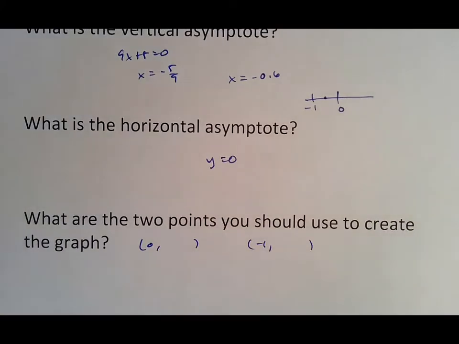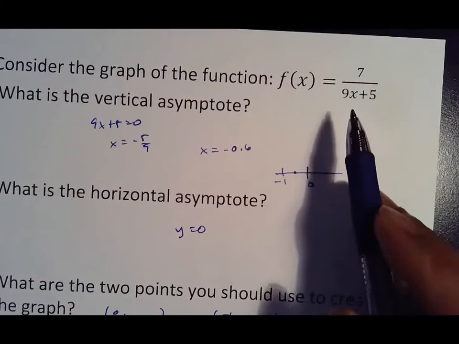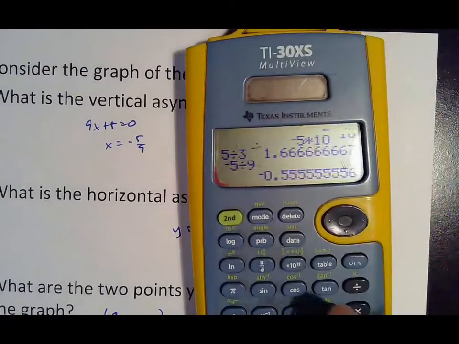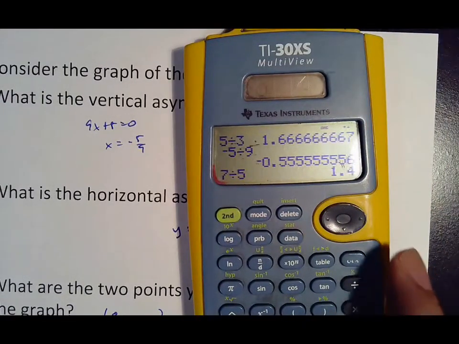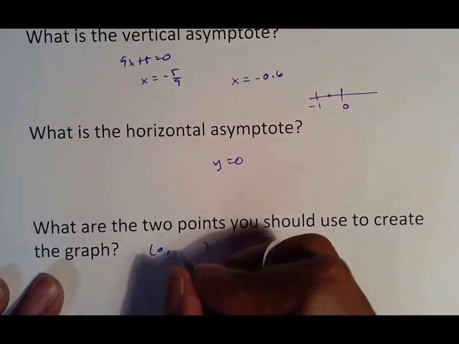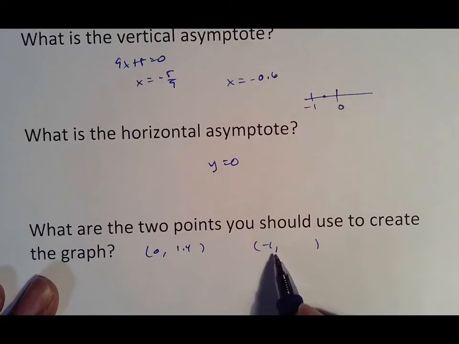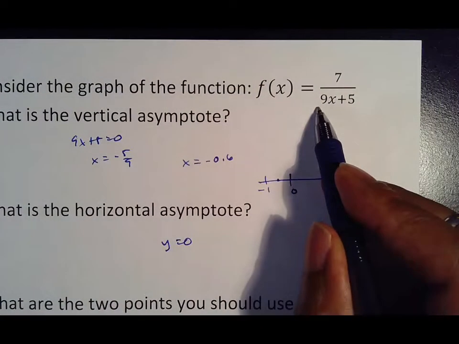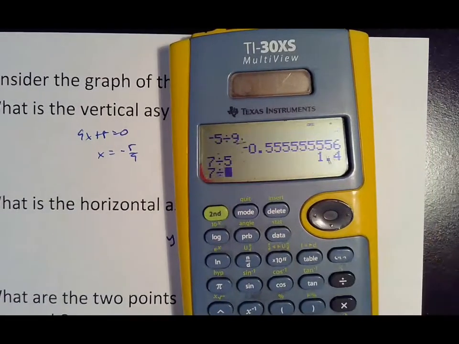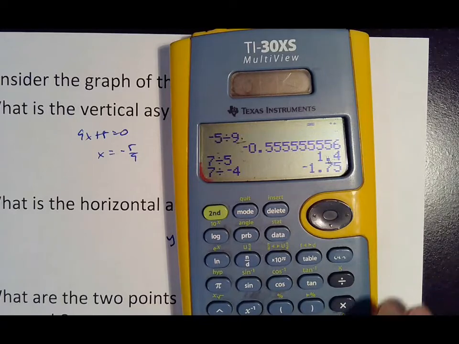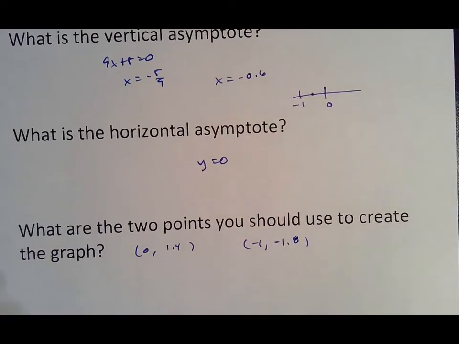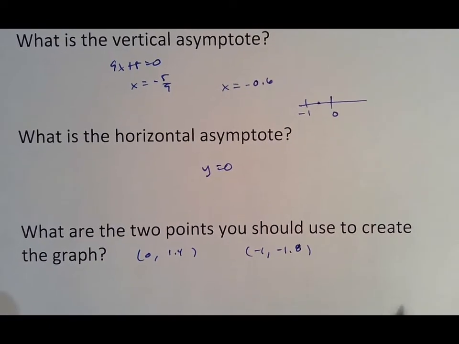When I plug in 0, I get 9 times 0, which is 0, plus 5, so 7 divided by 5. Again, you can feel free to plug that in the real way with your calculator, but I think you need to work on using your head a little bit. 1.4 is where I am there. And then negative 1 gives me negative 9. Negative 9 plus 5 is negative 4, so 7 divided by negative 4, which is going to be negative 1.8. Keep in mind we're going to the nearest tenth when you round on this. So that's your 4 answers you're going to have.